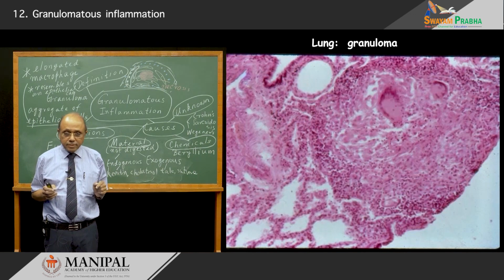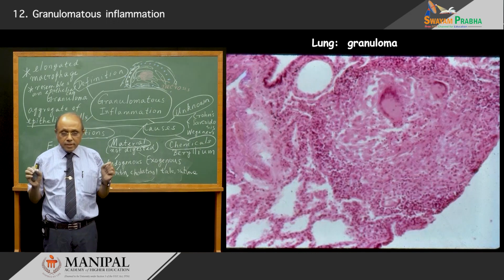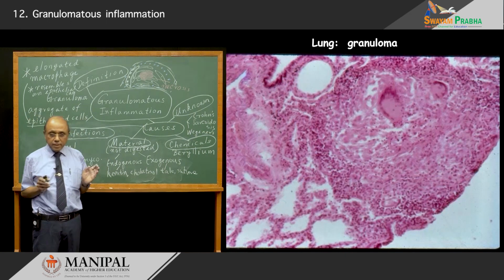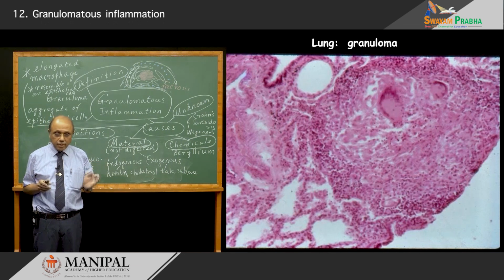At the periphery surrounding this granuloma, you observe the darker colored cells which are the lymphocytes. So, here is a granuloma with epithelioid cells with two Langhans giant cells, and at the periphery you see the lymphocytes. You will of course see adjacent to the granuloma lung tissue.